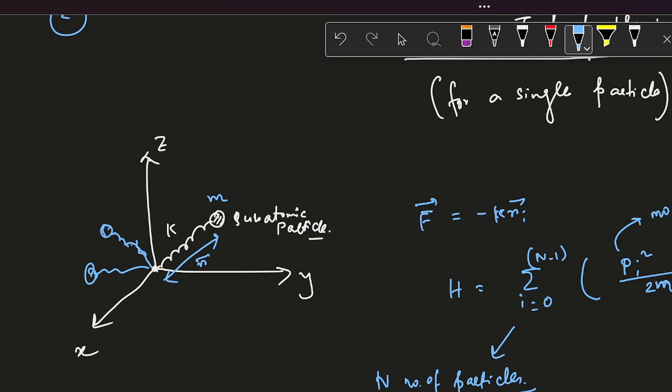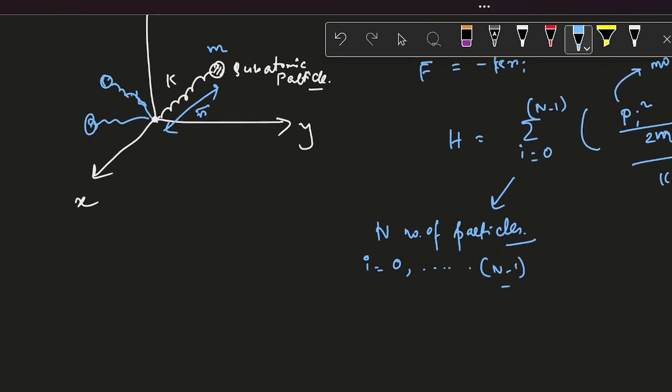m is the mass of each particle, k is the spring constant, and half k r_i squared is the potential energy that is coming from the harmonic force, because this is attached to a spring. So this is your kinetic energy, and the second part is your potential energy, and r_i is the displacement of the particle indexed by i from the mean position of the particle, which is in this case the center of the 3D coordinate, which is here the center.